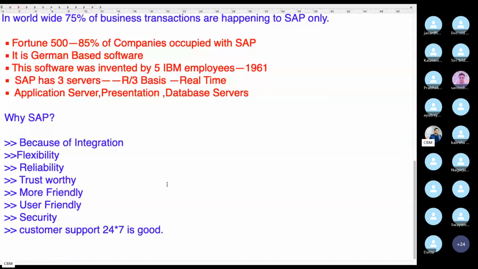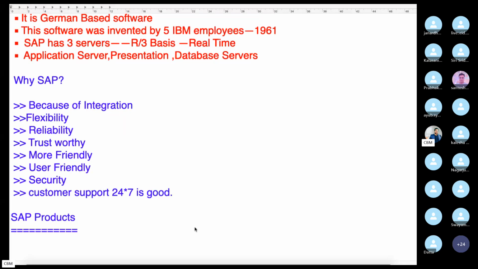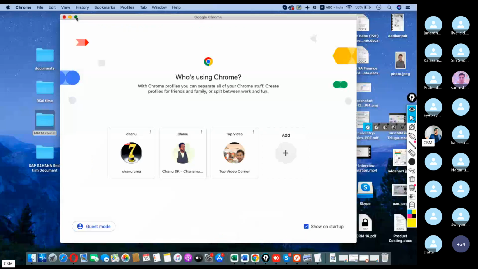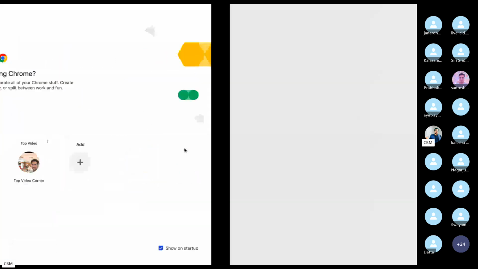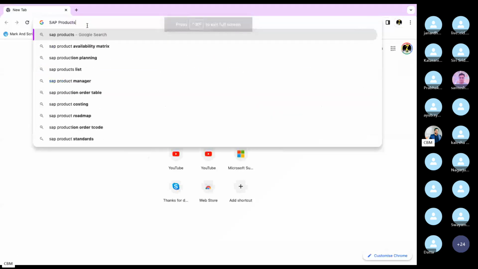So now you understand why SAP, because of this. And SAP has come up with so many products. If you browse on Google, many SAP products will be there. I will show you on Google right away. Just give me one moment. Just type SAP products.